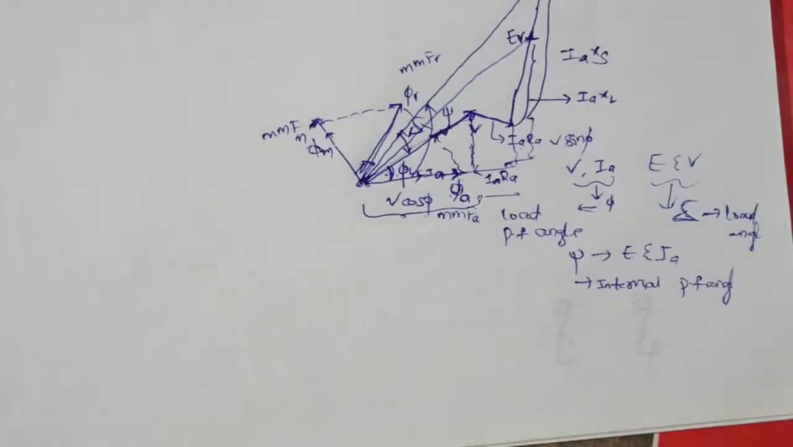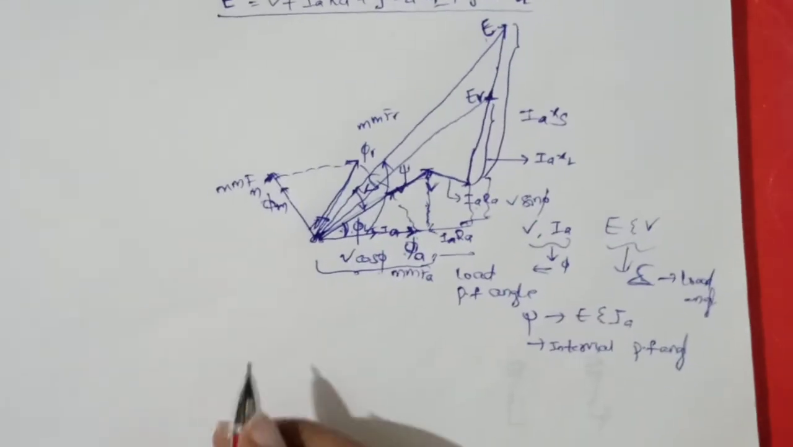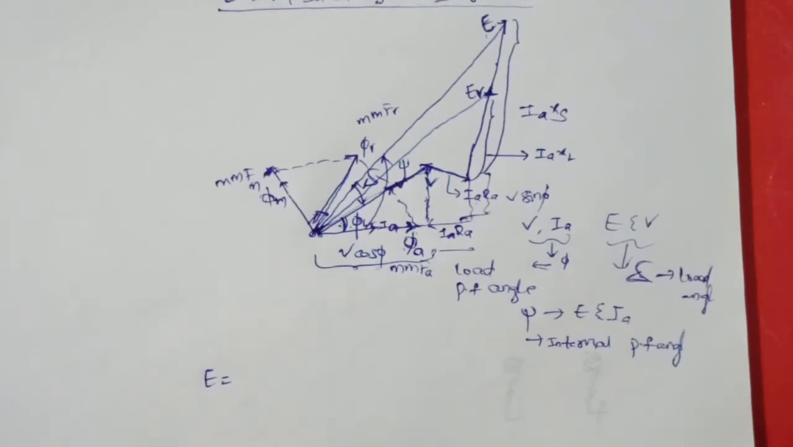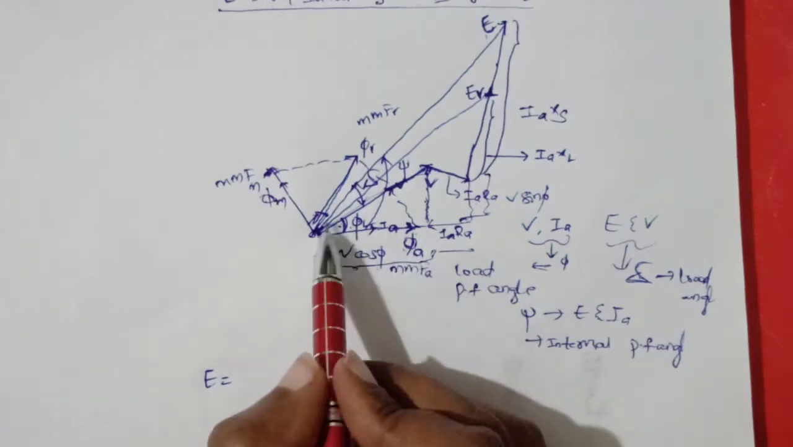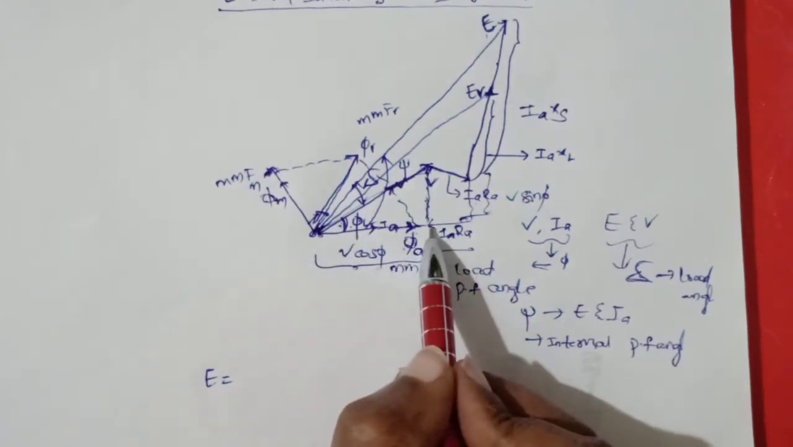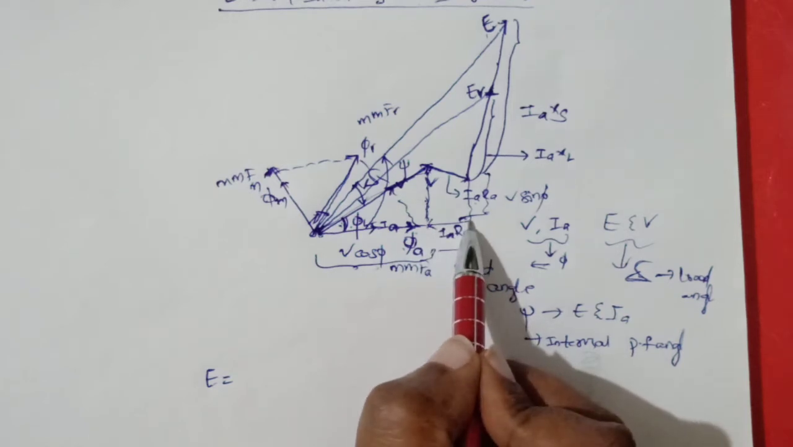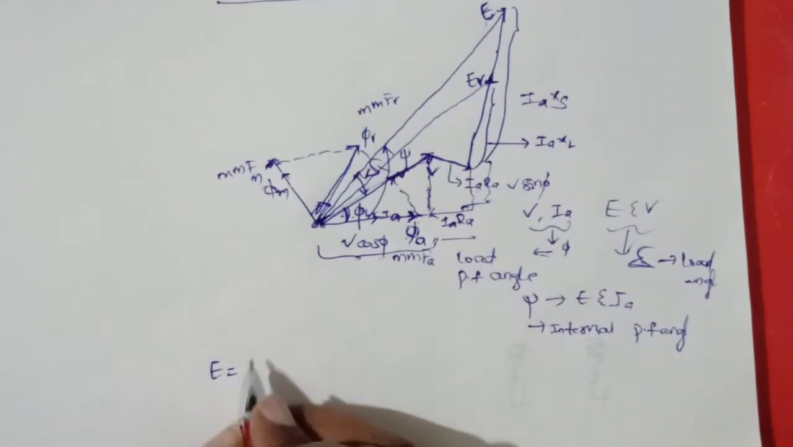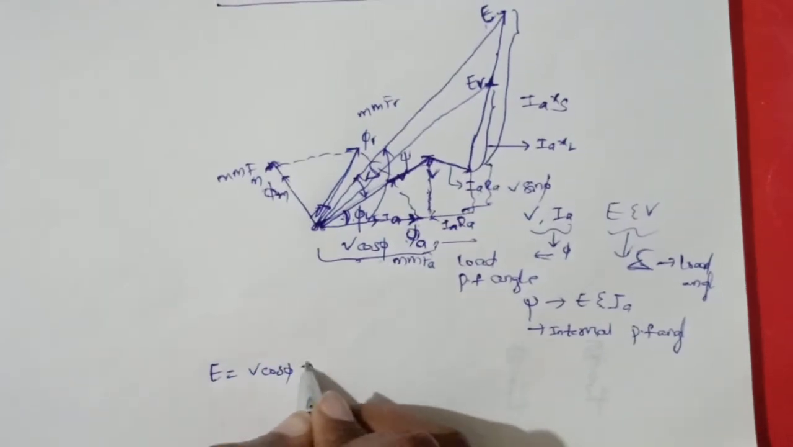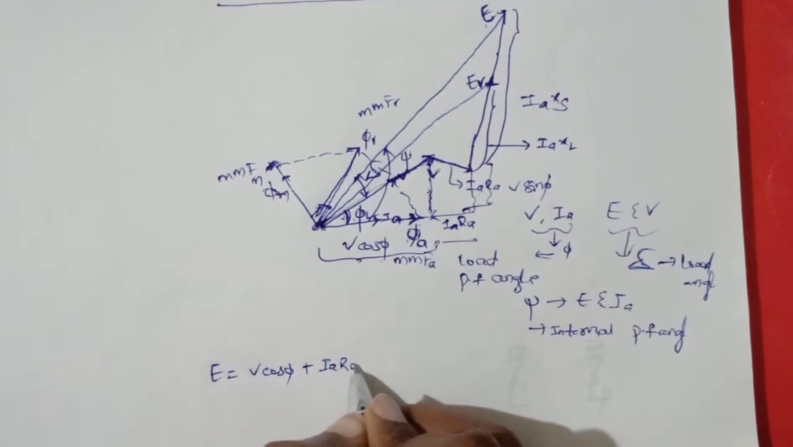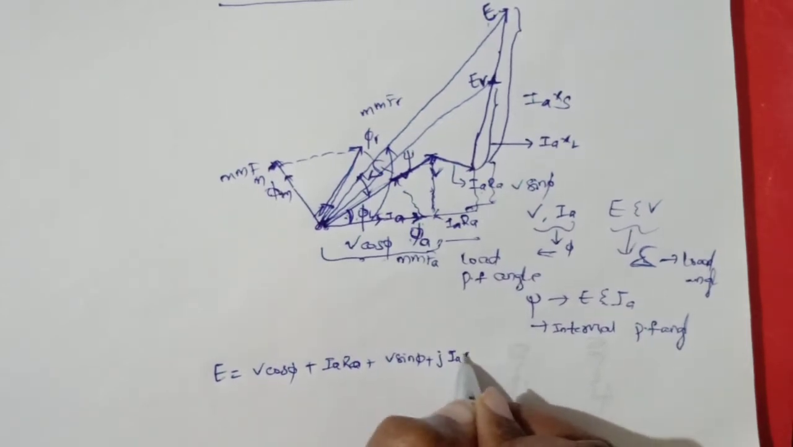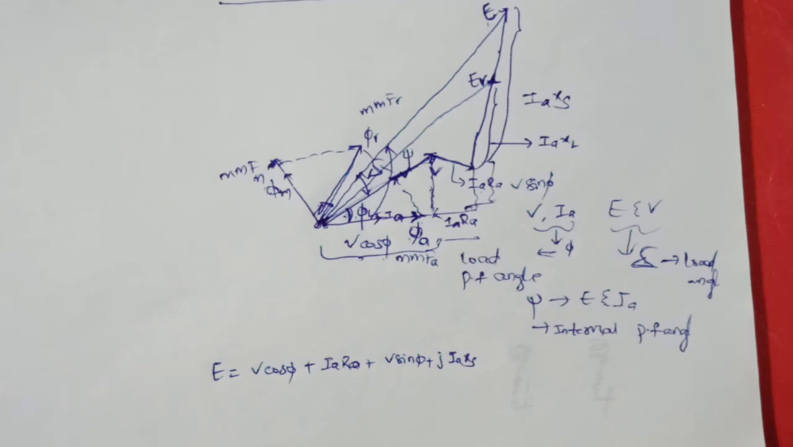See, just concentrate here. If I want to write the total equation, E is equal to (V cos phi plus I_a R_a) plus j (V sin phi plus I_a X_s). This is how we write E.